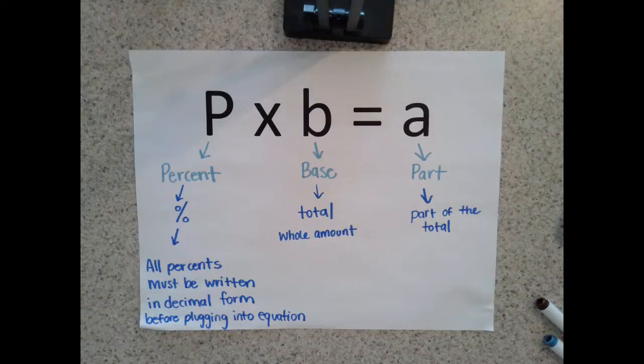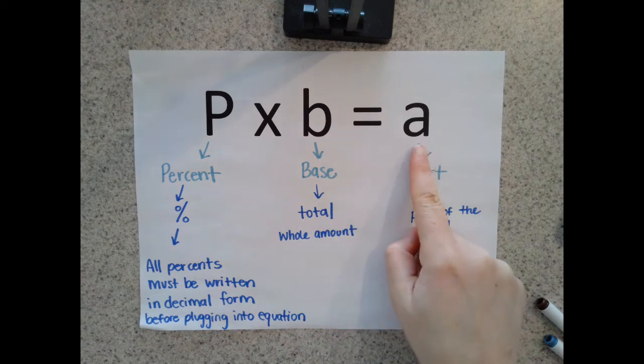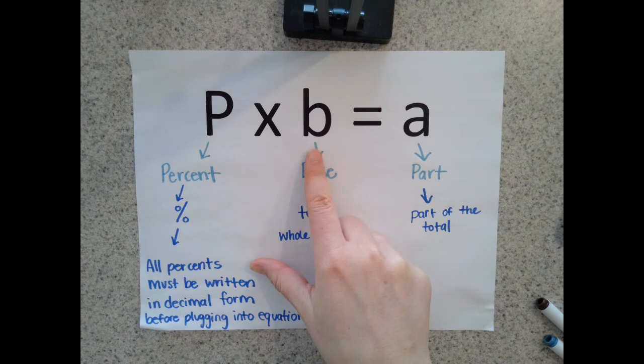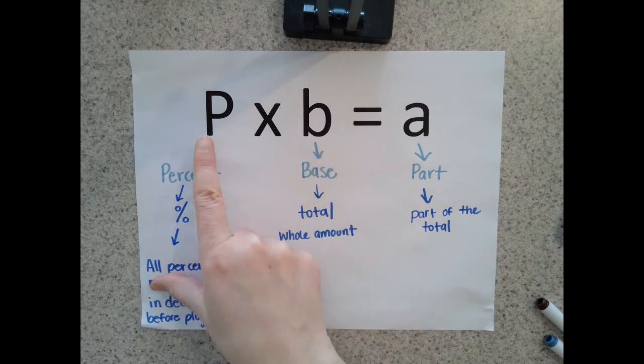The percent equation: the percent written in decimal form times the base, or the total amount, is equal to the part, or part of the total. Last week you solved for the part first. You did a whole homework assignment where every problem was solving for the part. You also did a homework assignment where every problem was solving for the base. Today, we're going to be solving for the percent. That will be our unknown.